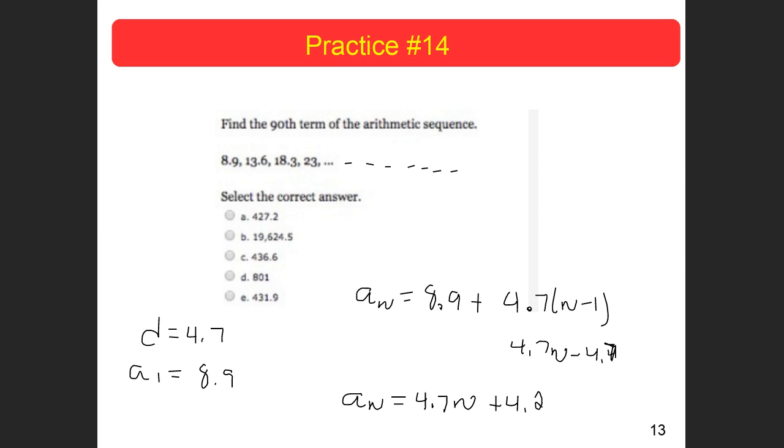Okay. So now if I wanted to come up with the 90th term, I just put 90 in here. So I'll get my trusty calculator out because there's no way I'm going to multiply this out. 4.7 times 90 plus 4.2 is equal to 427.2.